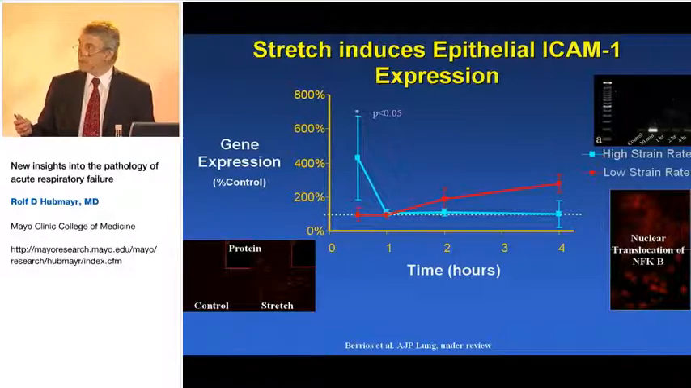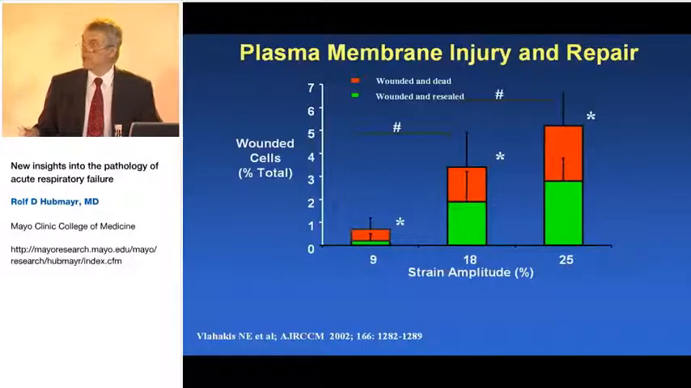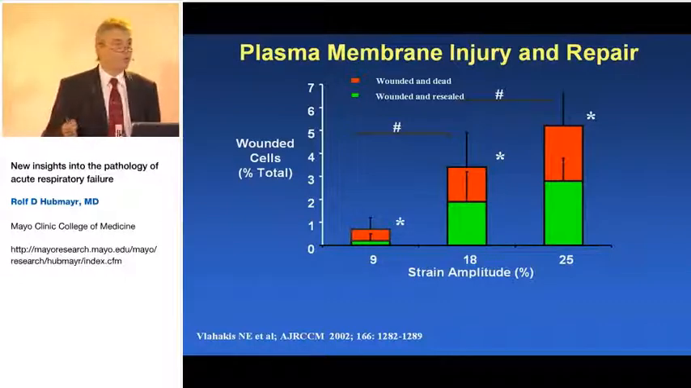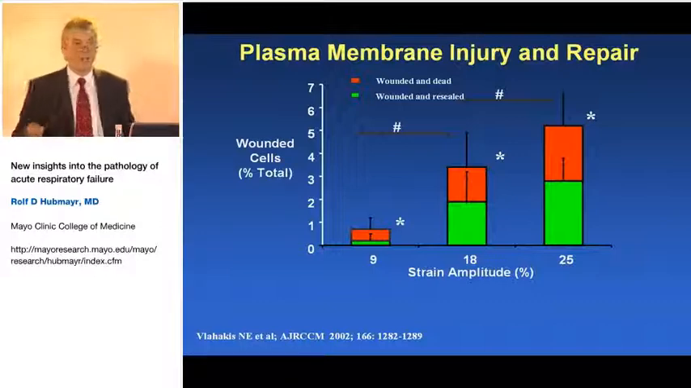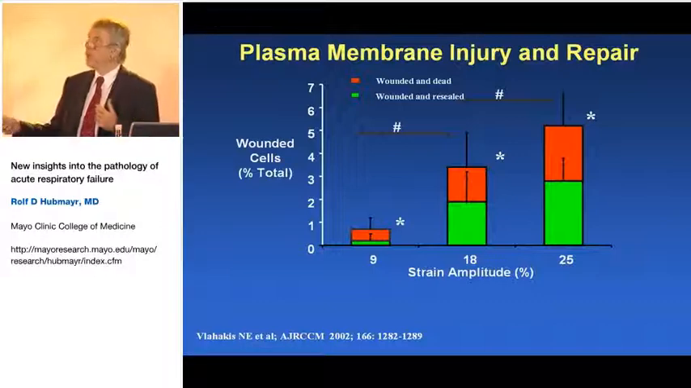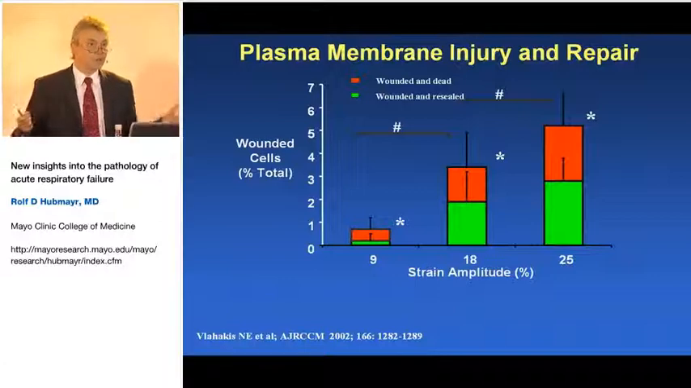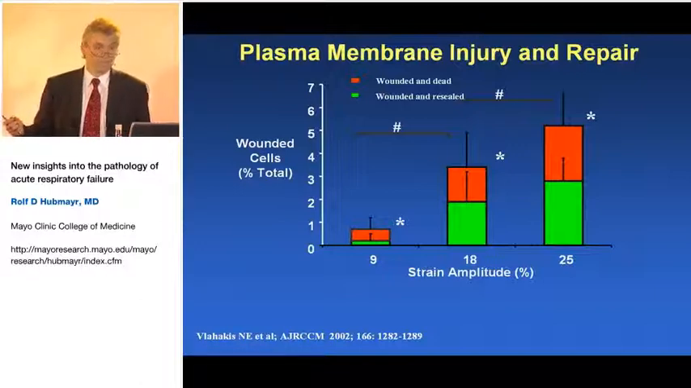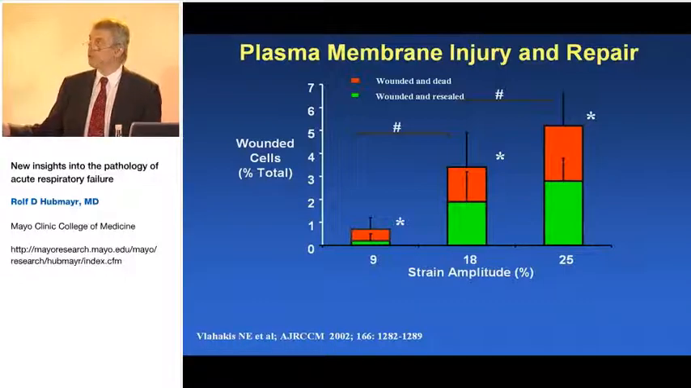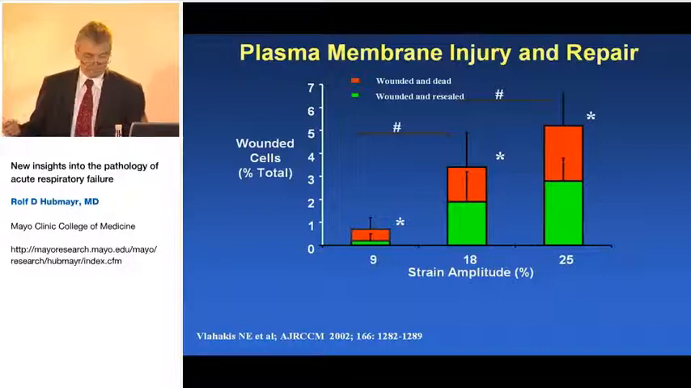Well, what happens when you stretch cells and look at the wounding response? This is work from Nick Lahakis, and Nick set up a technique where he can measure not only what percent of cells are injured during a given experiment, but also how many live, heal, versus how many die. The point of this is if you stretch more, and this is just a single stretch, and you do this very fast, the more you stretch, the more injury you get.